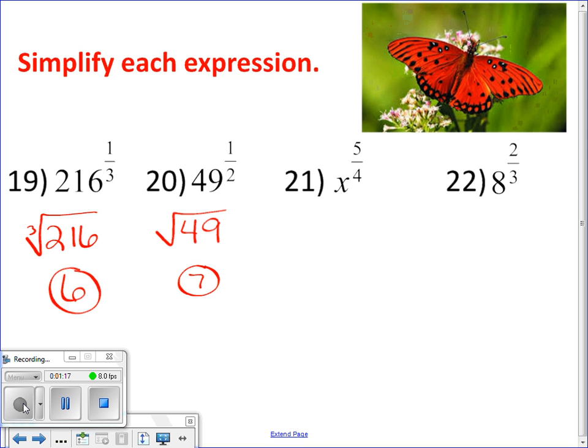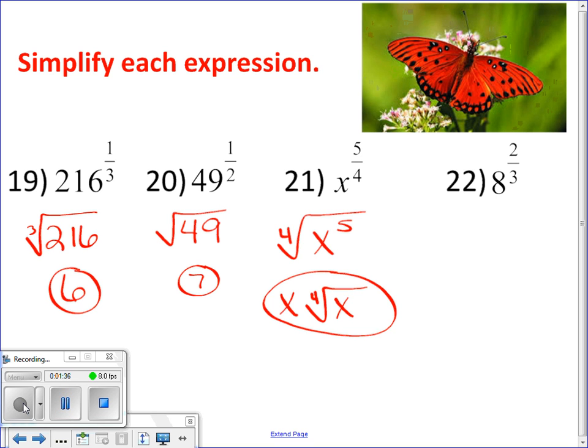All right, 21 x to the 5/4 power, what's that mean? Good. That's the 4th root of x to the 5th. Can you simplify that? Can you do a group of 4? How many groups of 4 can you get from here? How many left over? Don't forget that index of 4 when you rewrite that. Flipping back to radical form makes more sense. You're looking for groups of 4. You can have one group of 4 to pull out, and you have one left over.